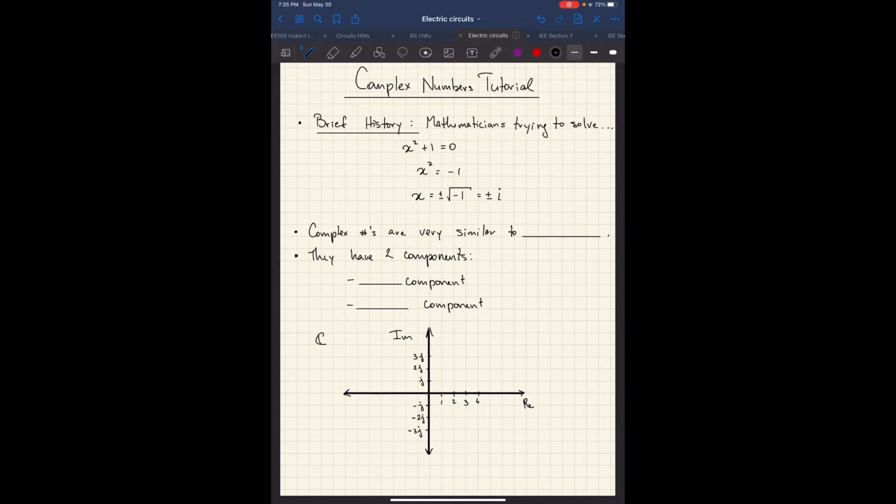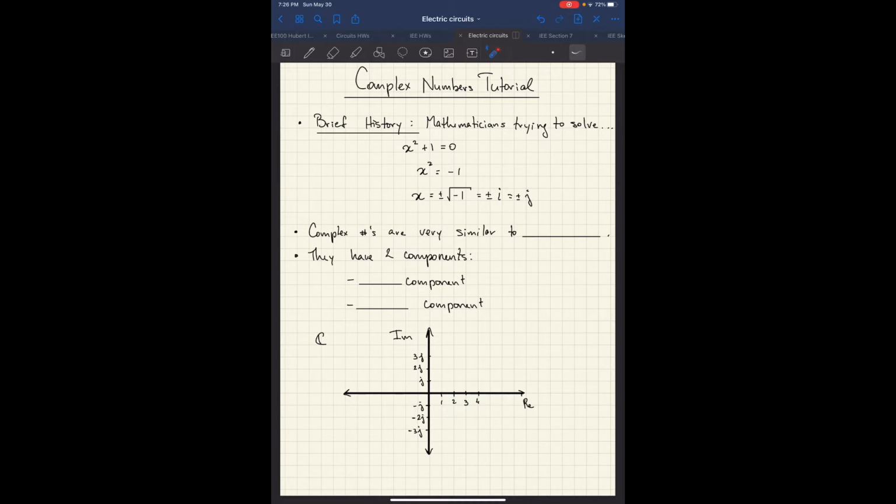Now, electrical engineers, we can't use i because i is the same thing as current, right? So electrical engineers, we use the letter j. So you can always tell who wrote a textbook, if they're a mathematician or an engineer, based on how they represent the imaginary number i. Either they write it as i if they're a mathematician, and if it's an electrical engineer, you'll see that they write it as j in their textbooks.